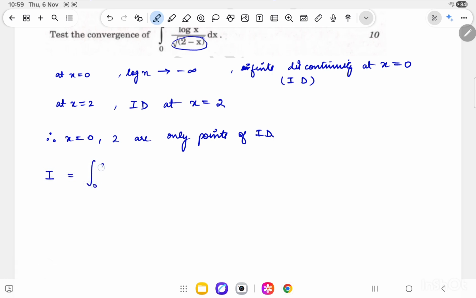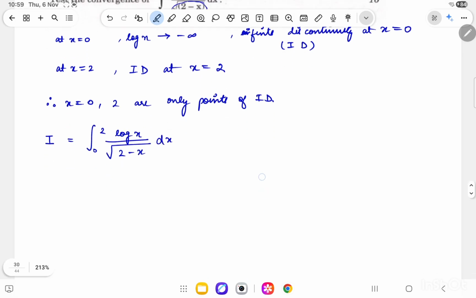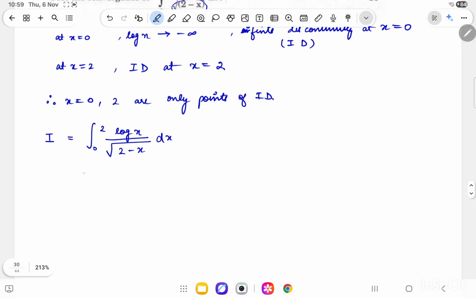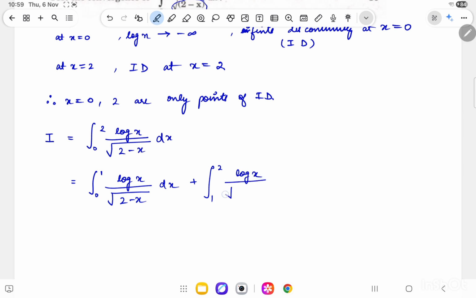Now let's just name our integration as I for convenience. So it is integral from 0 to 2 of log x divided by square root of 2 minus x dx. Now I'll break the integration in 2 parts in order to separate the infinite discontinuities. So it will be integration from 0 to 1 of log x divided by square root of 2 minus x dx, plus integration from 1 to 2 of log x divided by square root of 2 minus x dx.